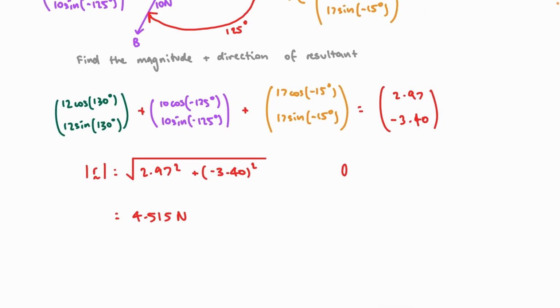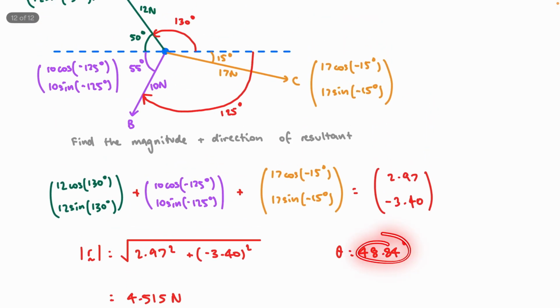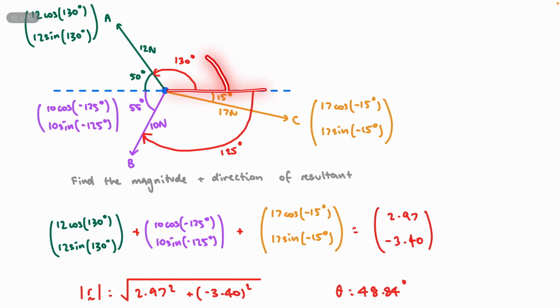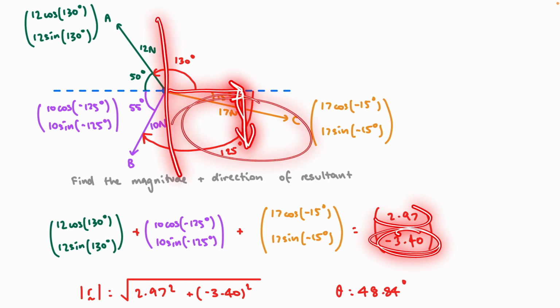And the direction: to work out theta, we're simply going to do the tan inverse of the j component divided by the i component. So what we get is 48.84 degrees. That's not the actual angle. 48.8 degrees is the angle that we get from here, the angle from the positive x-axis like that. But what we actually want is the one in this quadrant here. So we need to work out that a positive i component means we're going positively in the i direction, and a negative j component means we're going negative like this. So we're technically in the fourth quadrant.